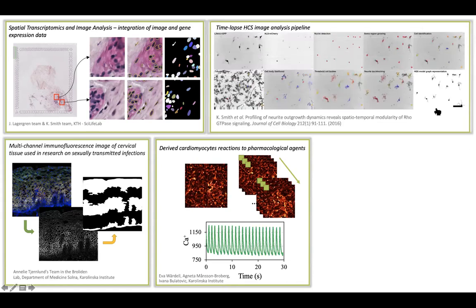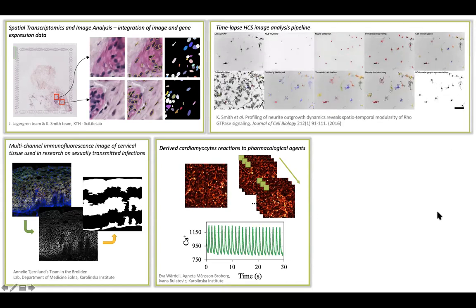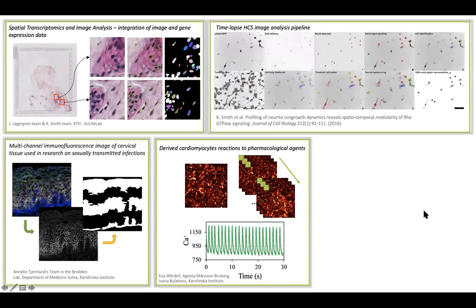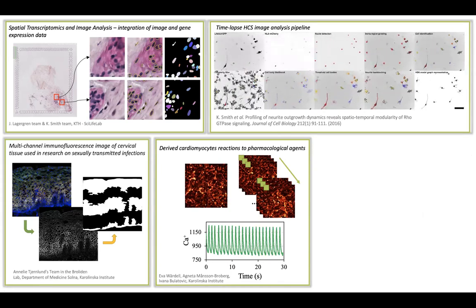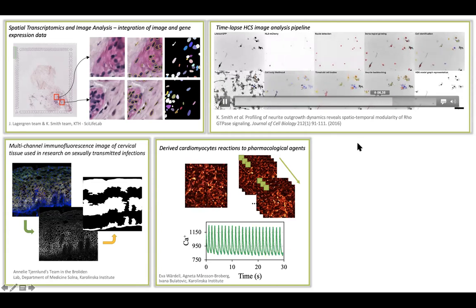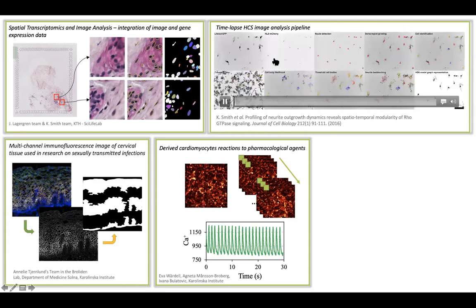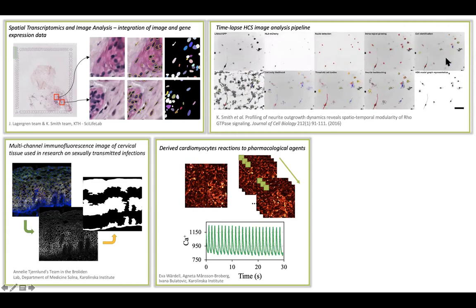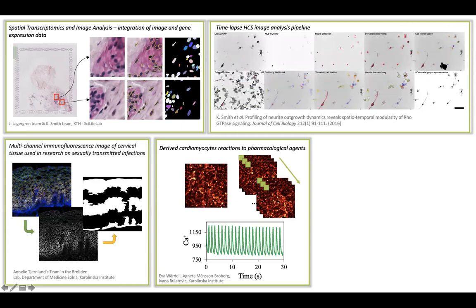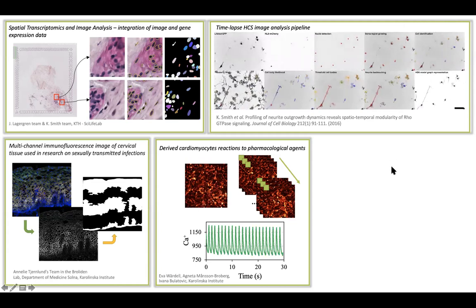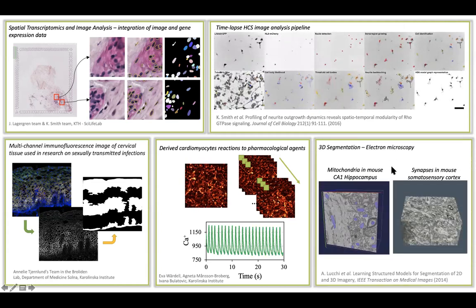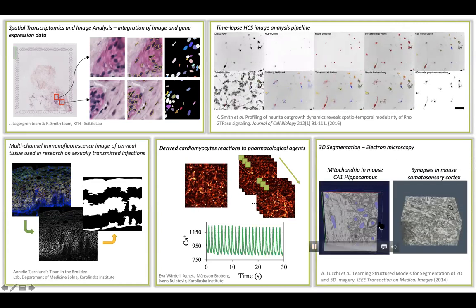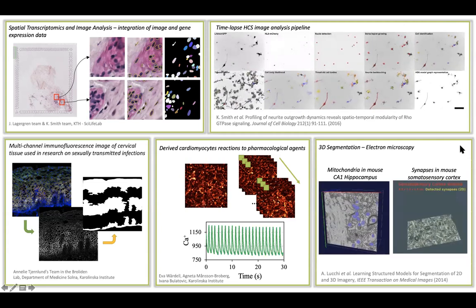Here's another example of time-lapse image data, where the goal was to study the neurite outgrowth, the dynamics of neurite outgrowth. Here we have different steps of this pipeline, including, for instance, nuclei detection and cell identification. And finally, we have an example here of 3D segmentation in electron microscopy.